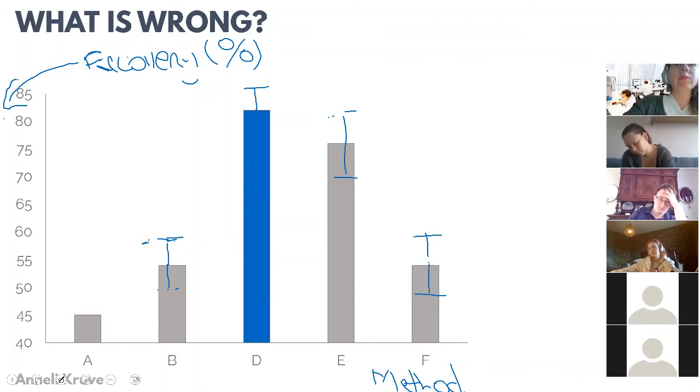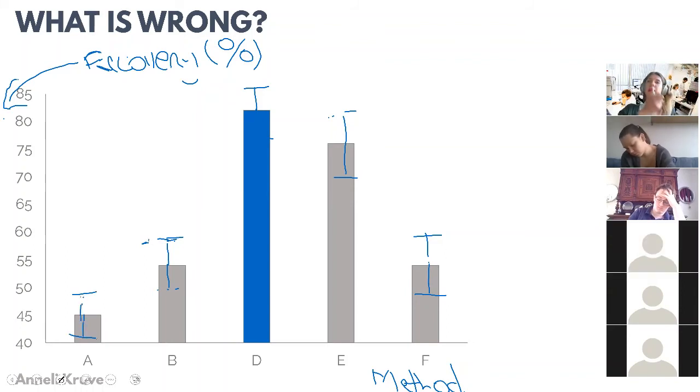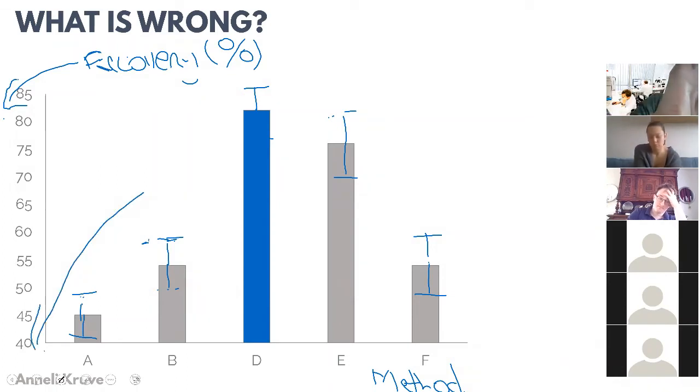Everywhere. Yeah. Anything else? Yes, we don't know why C is missing. Aha, okay, maybe there is some reason for that. It's quite misleading that the recovery scale goes from 40. It makes it look like A has nothing. Exactly. The scale is completely wrong. It should start from 0.